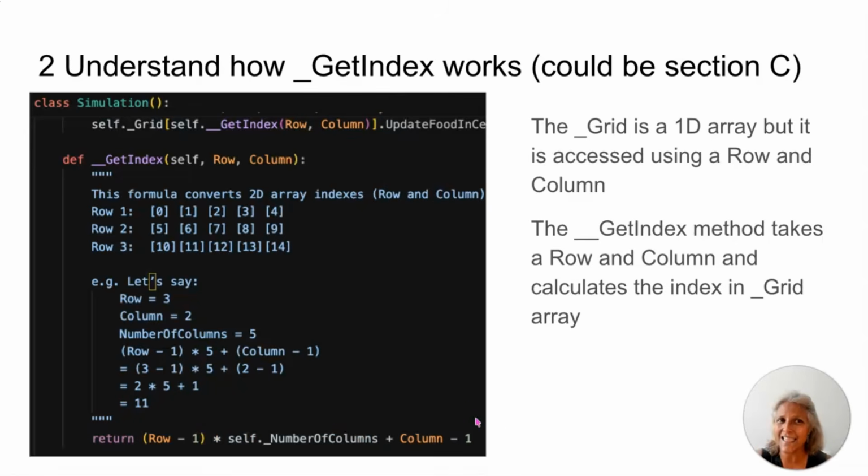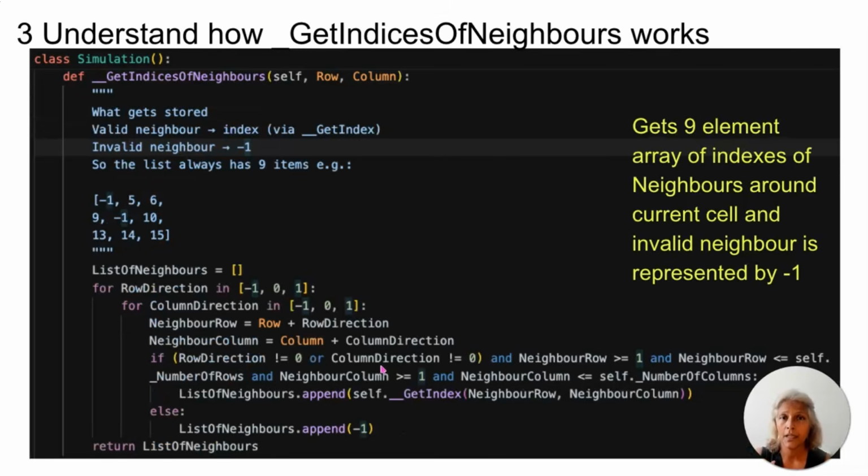Try and understand how this get index works. This could be asked in section C. Basically, the grid is a 1D array, but when you look for a cell or an ant, you type in a row and a column. So get index, there's a little bit of explanation there. Get index converts that 2D array, row and column, into a singular index for where it is on the grid. There's also the get indices of neighbours. This will return a 9-element list of the neighbours around a particular cell. So you give it a row and column, and it will return a 9-element list with any invalid neighbours represented by a -1.